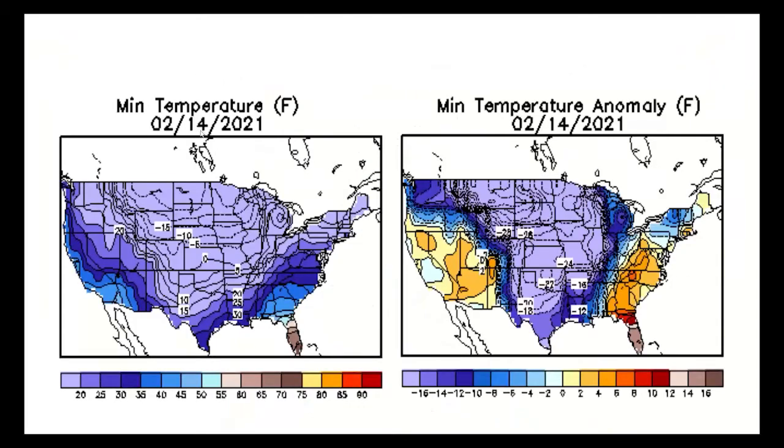On February 14th, the observed minimum temperatures had lows down to 0 in the central southern Plains, and a hard freeze all the way down to the Rio Grande River. And minimum temperature anomalies were 15 to 30 degrees below average on February 14th.